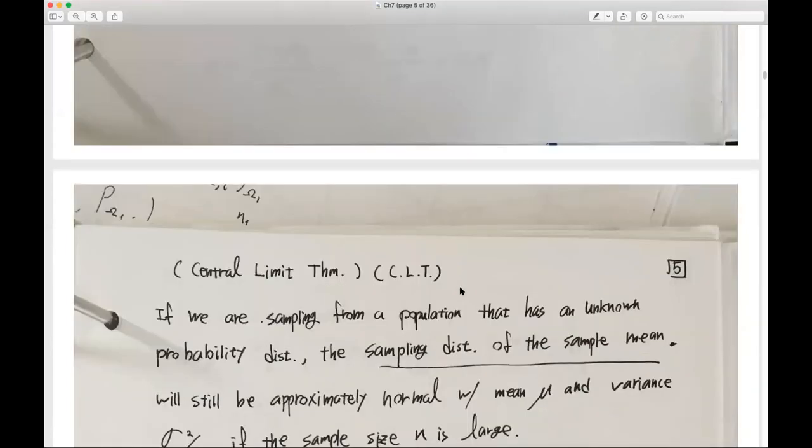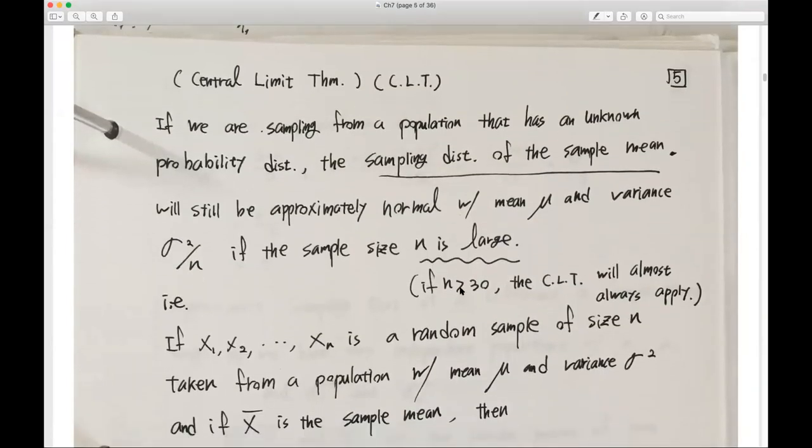Now here, the central limit theorem. If we are sampling from a population that has an unknown probability distribution, the sampling distribution of the sample mean will still be approximately normal. It means that the probability distribution of the sample mean will have the bell shape, will follow a normal distribution.